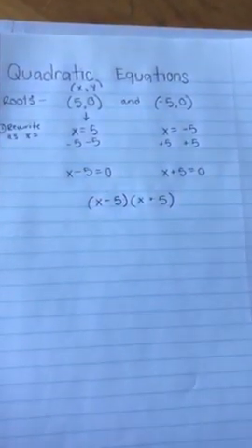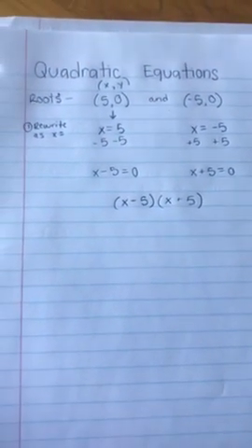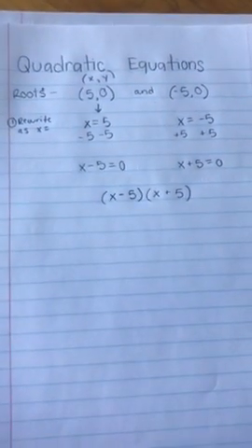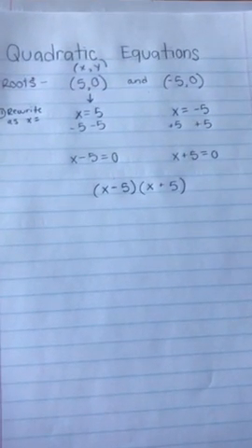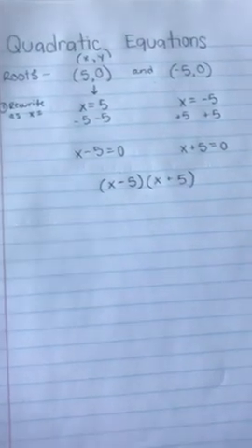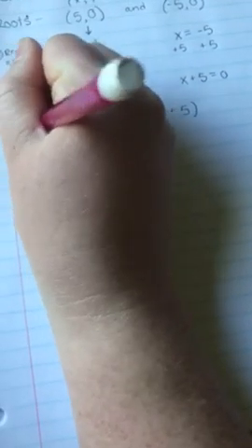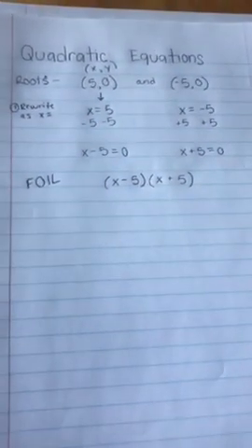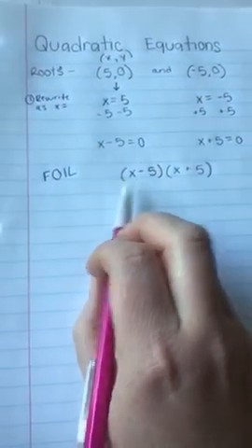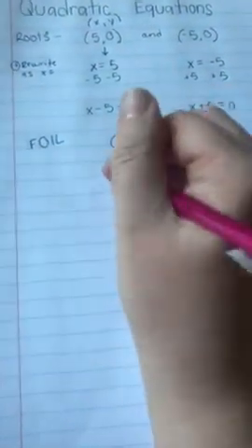Okay, so what we do from here is we need to FOIL out to get our quadratic equation. So what we're going to do is, our next step is to FOIL. So FOIL, if you don't remember it from last week, we multiply the first ones, x times x, x squared.